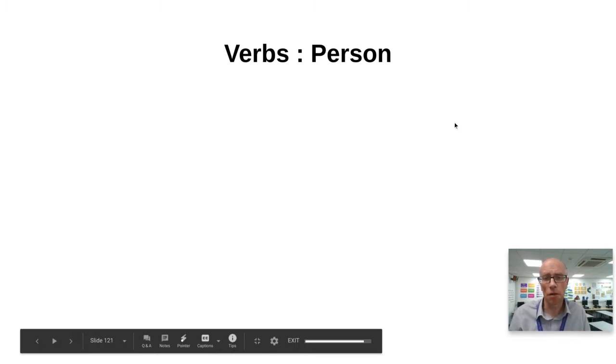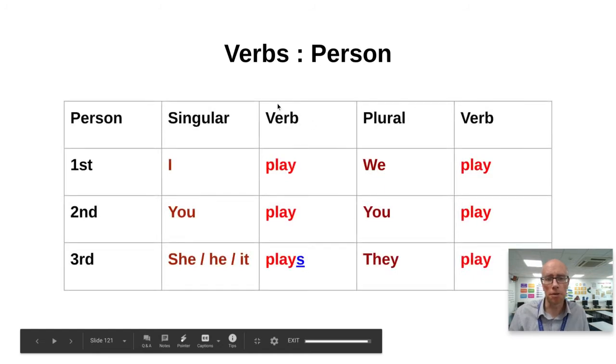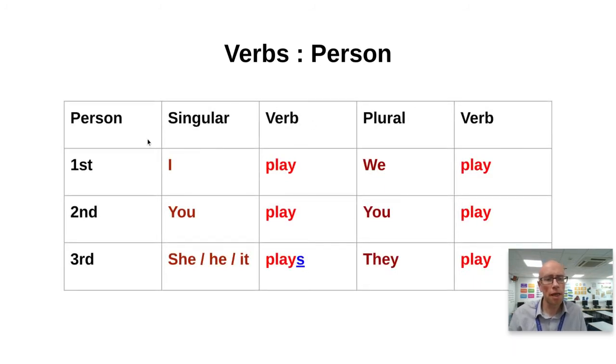Okay, so we're going to start by just thinking about person, right? So here in English, here's a nice table that just illustrates one grammatical feature of English verbs. So this is the verb to play. And if we were to conjugate this verb to play in the present tense, it would go I play, you play, he, she, or it plays, we play, you play, they play. So we've got the singular forms here and we've got the plural forms over there.